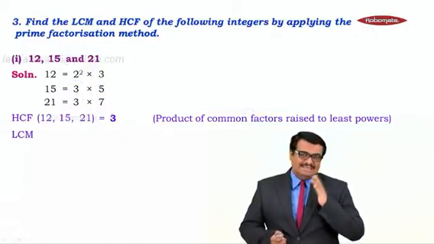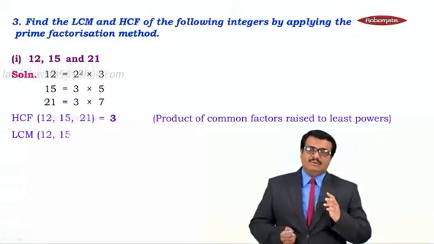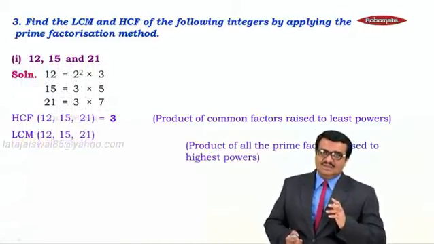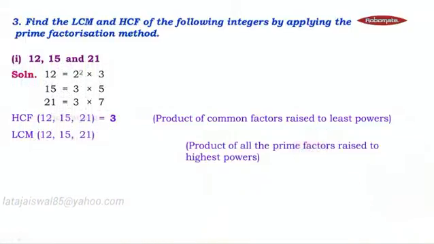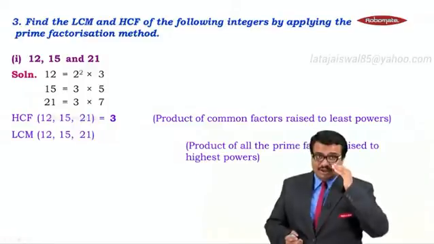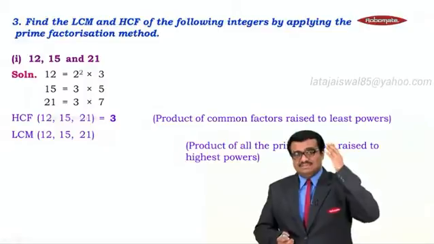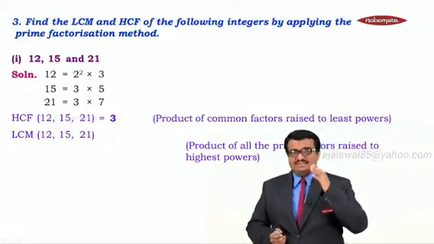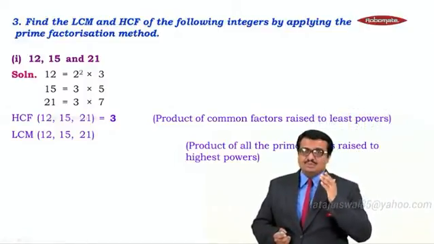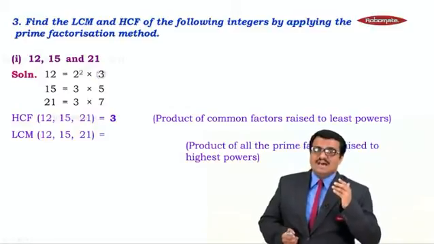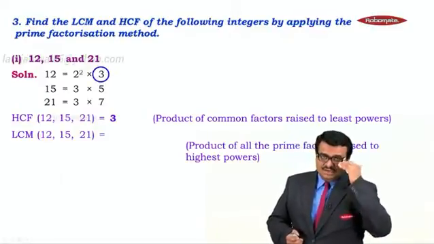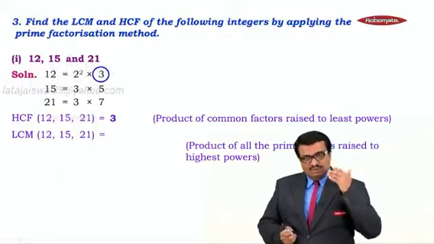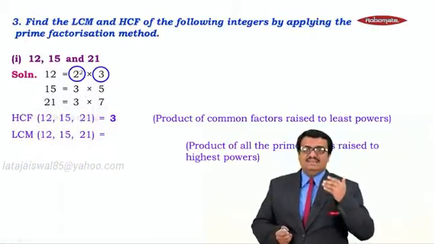Now coming to LCM. LCM of 12, 15 and 21 is the product of prime factors raised to the highest powers. Now if you see all the three numbers, we take all the prime factors. The first prime factor we see is 2. And what is the highest power of 2? The highest power of 2 is 2 square. The highest power of 3 is what? 3 only.